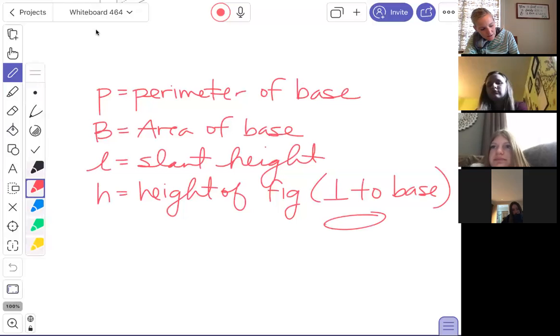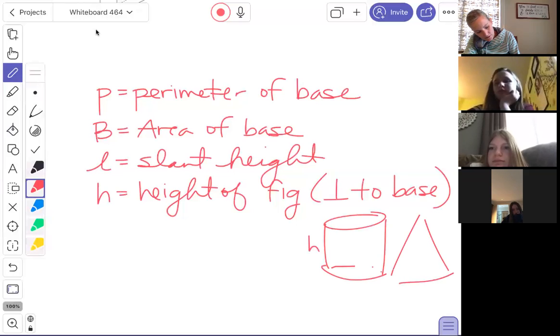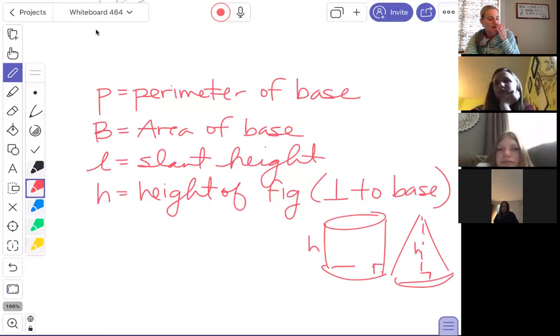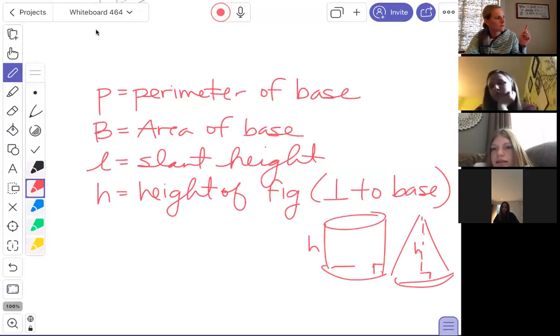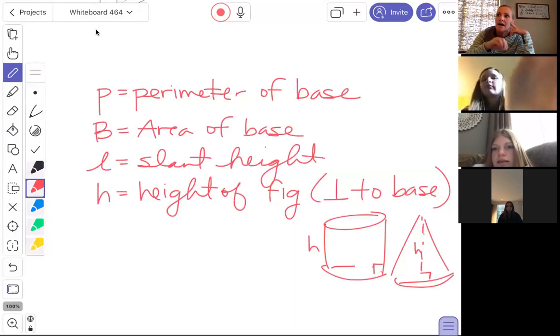So like if it's a cylinder, this is H, right? If it's a cone, this H would be right here. It's whatever's perpendicular to the base. So perpendicular here, perpendicular there. Let's see, PH, 1/2 PL, LA plus B. Did I get them all? Yeah, I think so. And here's the thing, on the test, I ask for 3 separate questions.